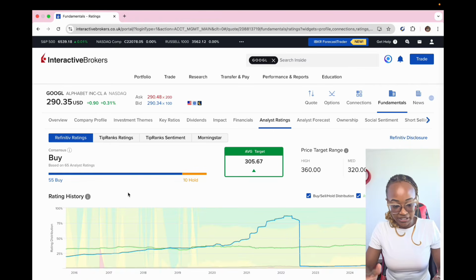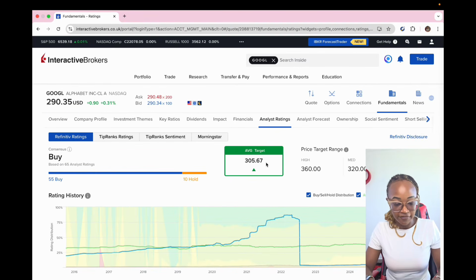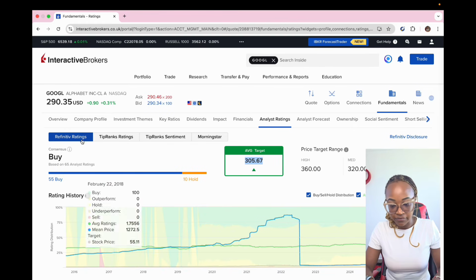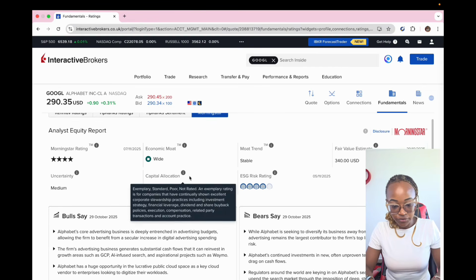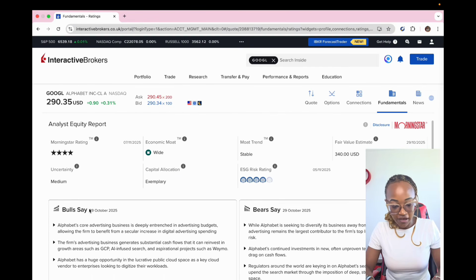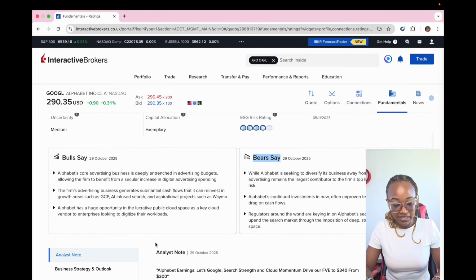When it comes to analyst ratings, here you're going to see the expected price target from various analysts. And then we have what we call the hold, buy, sell ratings. We have targets from firms like Refinitiv, TipRanks, Morningstar. And when you go to Morningstar, you can actually see they have what we call the bull say. Bulls are basically people who believe that Alphabet stock is going to continue going up. So you'll be able to see what they're saying about it. And then we also have the bear say. I find this very informative and insightful.